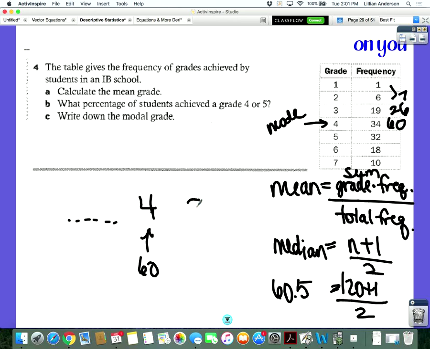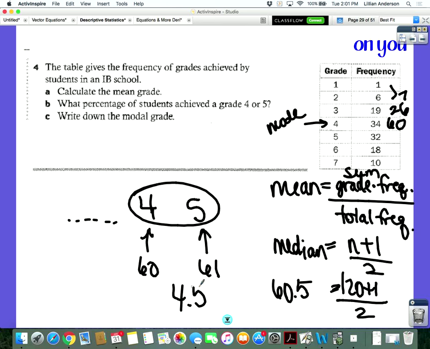Then the first 5 would be the 61st. Everyone with me? So what is the median? 4.5. Okay? That's how you go about that.